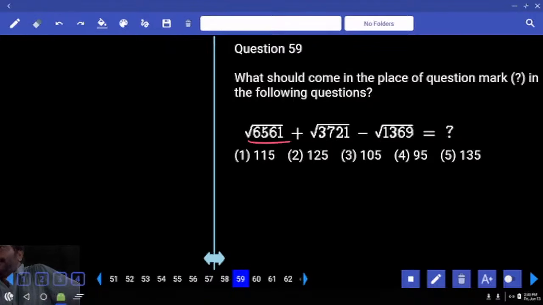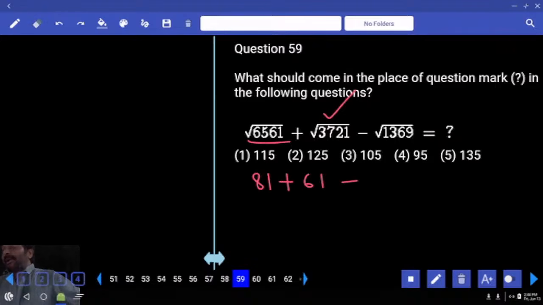80 square is 6400, and our number is very close to that and ending with 1. So it will be 81. 60 square is 3600. Our number is more than that but very close to that, ending with 1. So it will be 60 plus or minus.